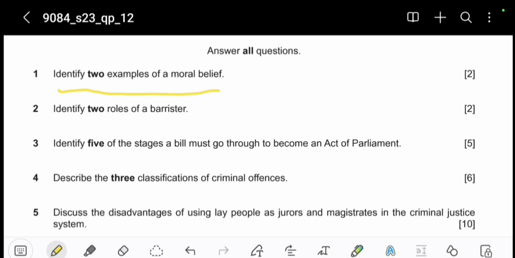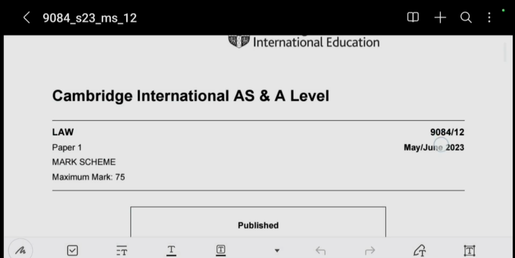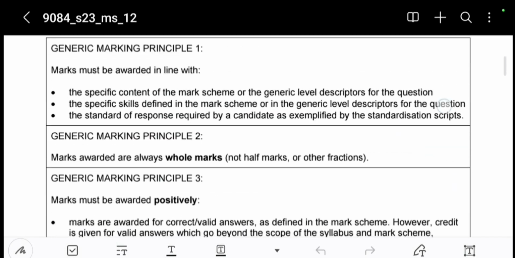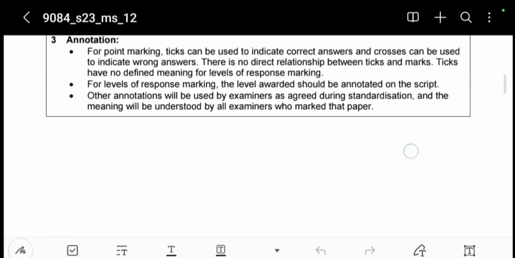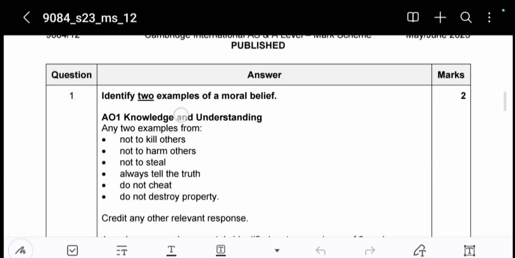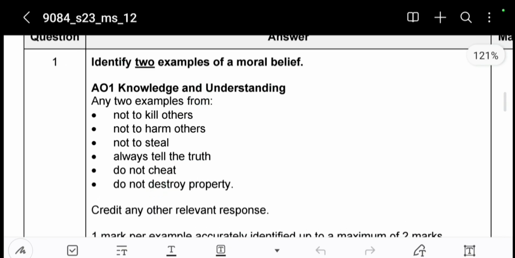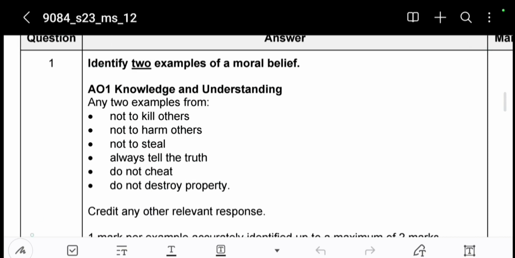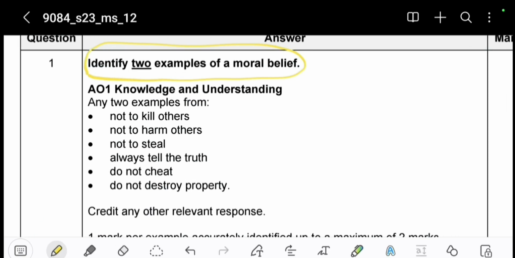Let me take you to the marking scheme. So here we have the marking scheme. I'm going to go straight to that particular answer that we had discussed earlier. Here it is. So here you can see that the question is written like: identify two examples of moral belief. Right over here there are more than two examples. It is like 1, 2, 3, 4, 5, 6. There are a total of 6 moral beliefs available here.